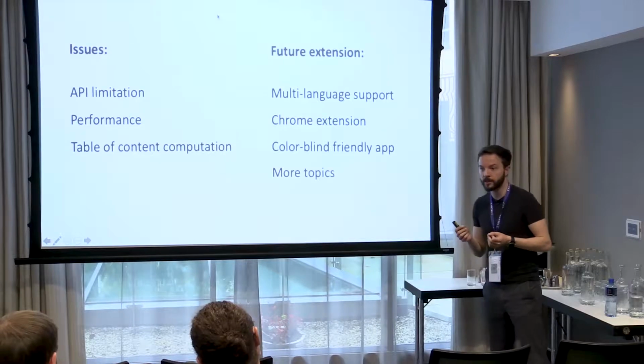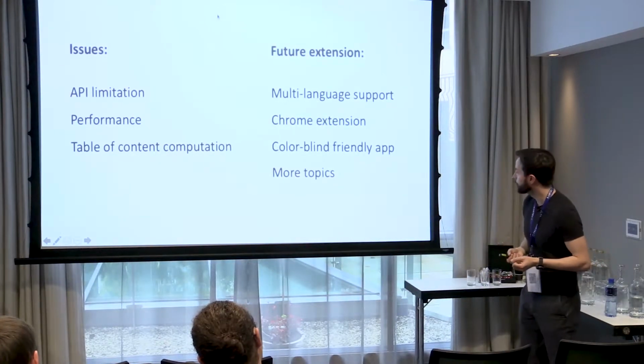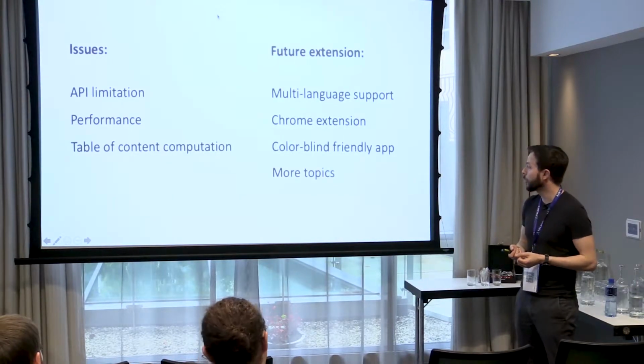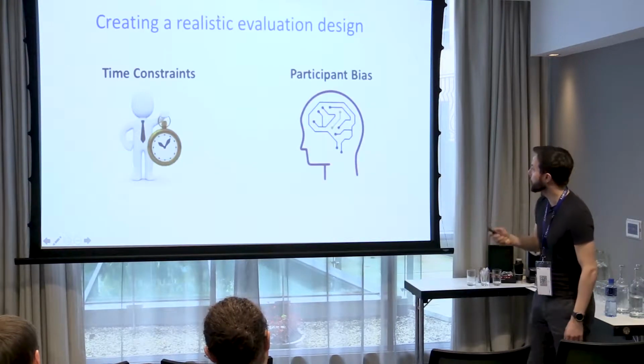So imagine you have a Chrome extension, which could show you all of these results while you're searching on YouTube. Also a colorblind friendly application and some more topics. In this case, we just targeted programming and educational videos.